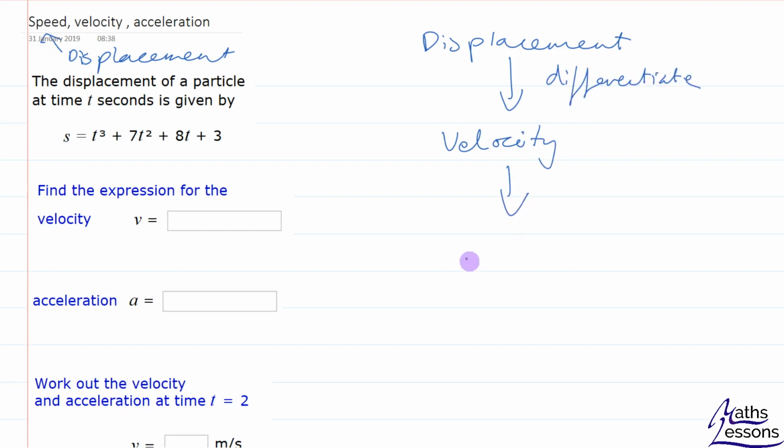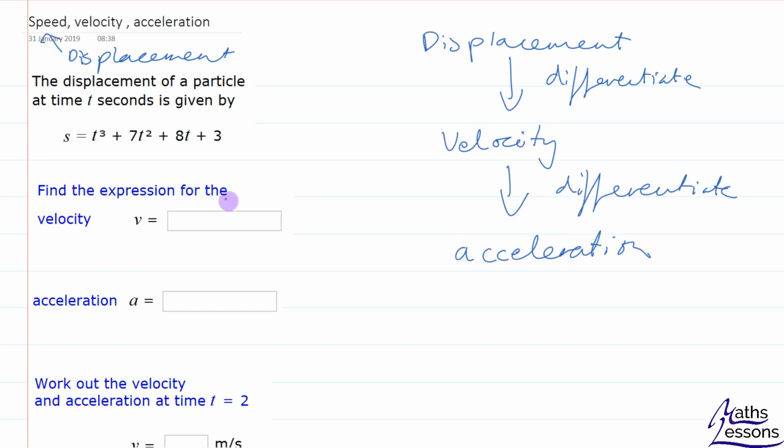And to go from that to acceleration, again, you differentiate. And if you can remember your displaced distance time graphs, the gradient was equal to velocity, hence why you differentiate. If you've got a velocity time graph, your gradient is acceleration, hence why you differentiate. So you can find these using gradient.